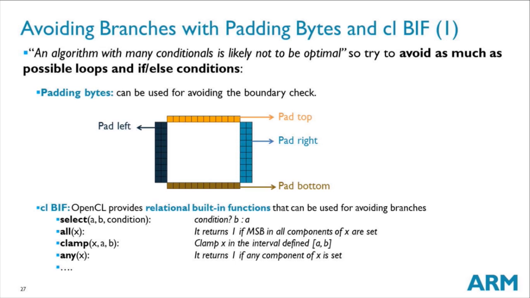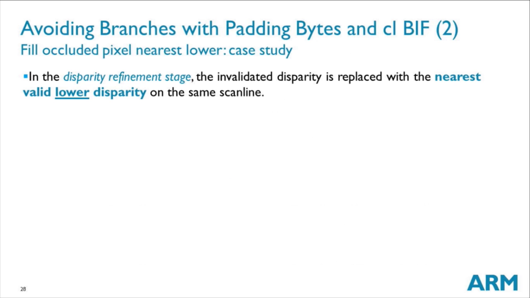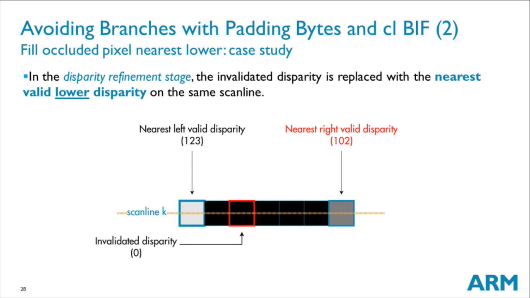However, OpenCL provides important relational CL built-in functions that can be used for avoiding branches. For instance, select, which is the ternary operator that we have in C, all, which returns 1 if the MSB in all components of the vector x are set, or clamp. In order to figure out how we can use the CL relational built-in functions, we have reported an example. In the disparity refinement stage, we invalidate some disparities in a disparity map, but we need to replace each invalidated disparity with the nearest valid lower disparity on the same scan line. In this case, we have the black pixel as an invalidated disparity, so we need to look for the nearest valid disparity and we need to choose the lower disparity.